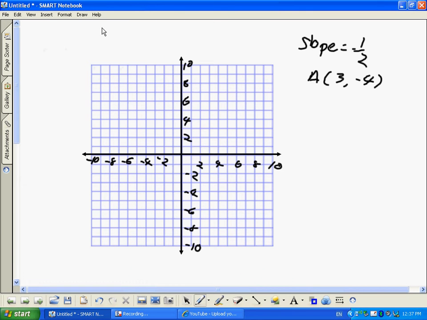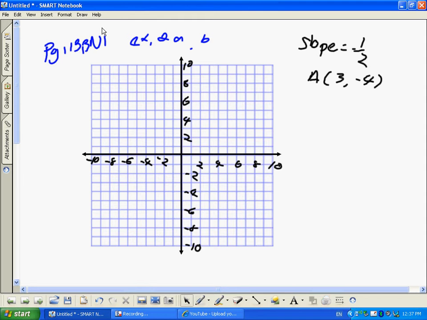Page 113 in your blue notebook. Question example 2A and B we're going to do right now.